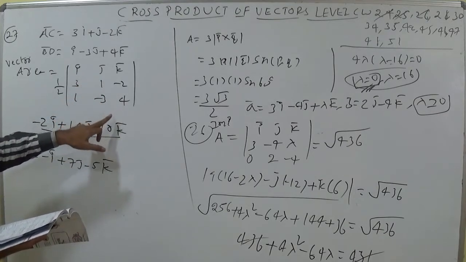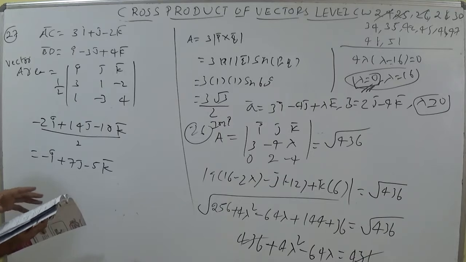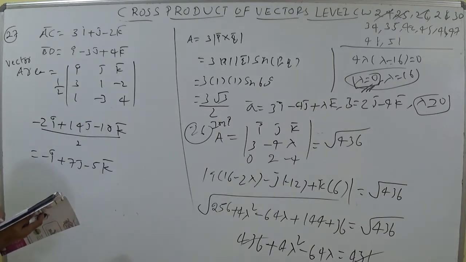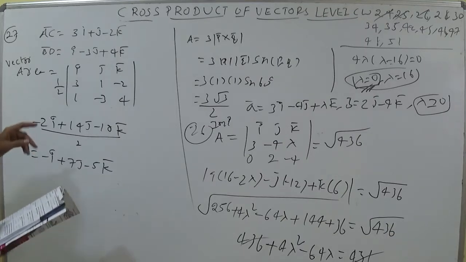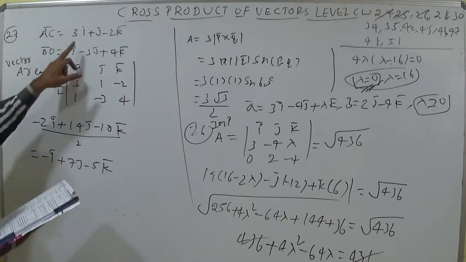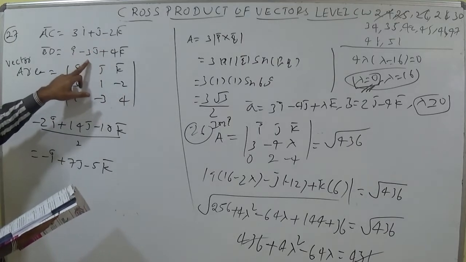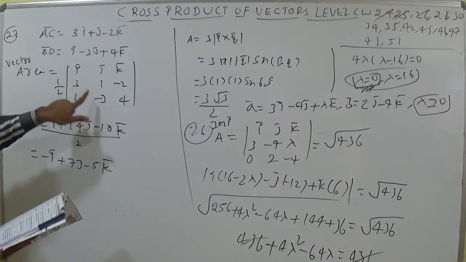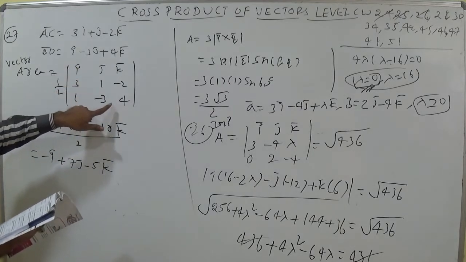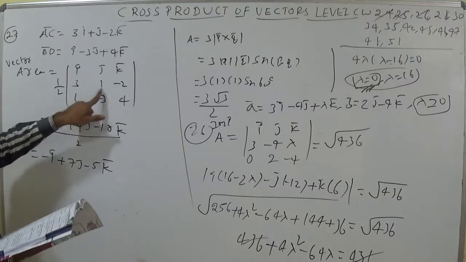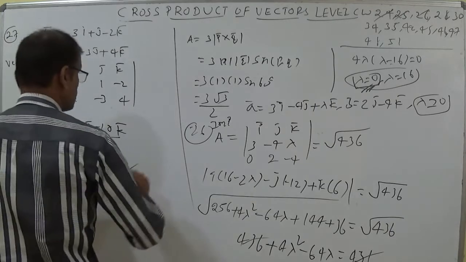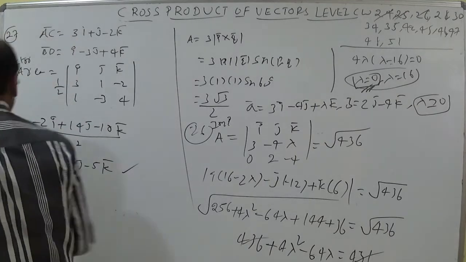Minus j into 12 minus, maybe 27. Let us see the options. He given the fourth option, minus i minus 7j minus 5k. So let us discuss 3i plus j minus 2k and i minus 3j plus 4k. 3i minus j, 3, 1 minus 2, 1 minus 3, 4. It's okay. Now i into 4 minus 6, it's okay. It was 12 plus 2, it's okay. This is correct. Next, let us discuss the 28th question.